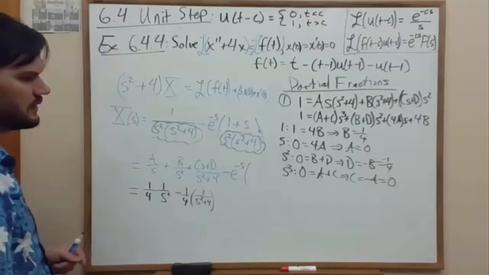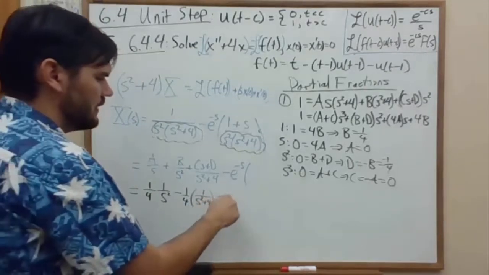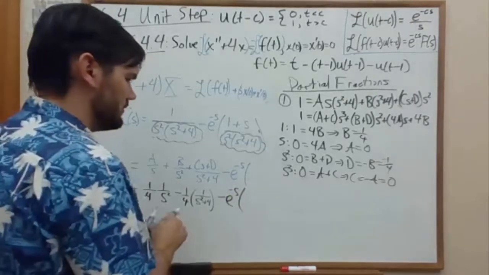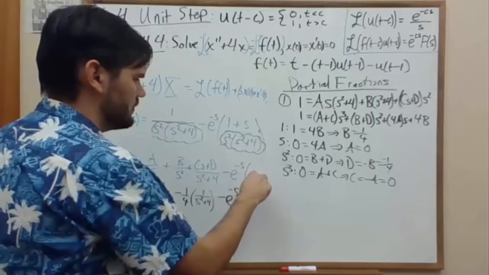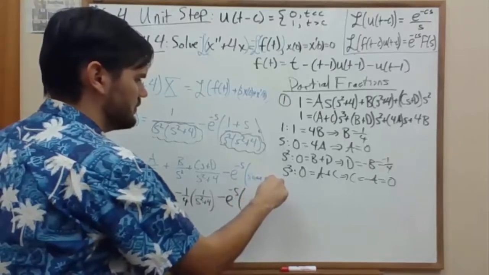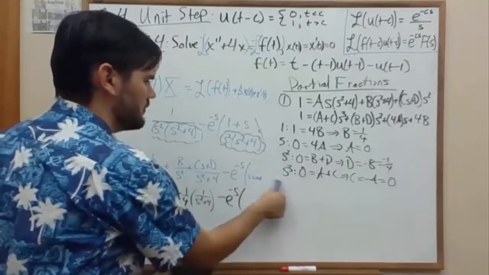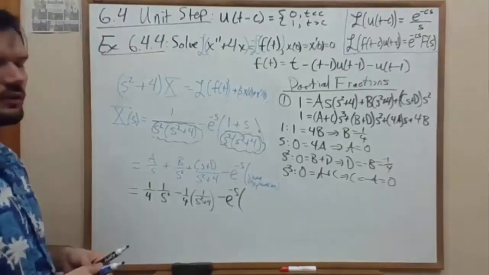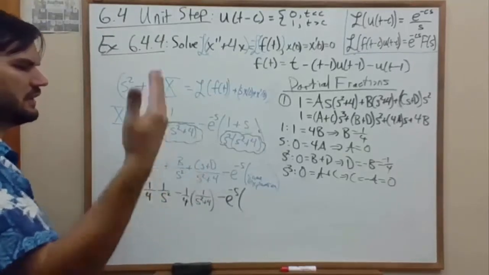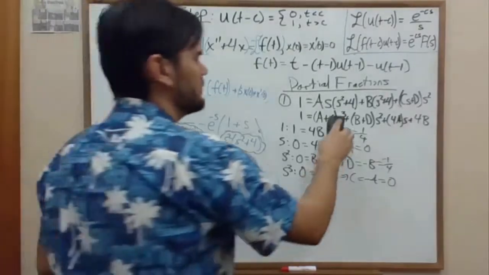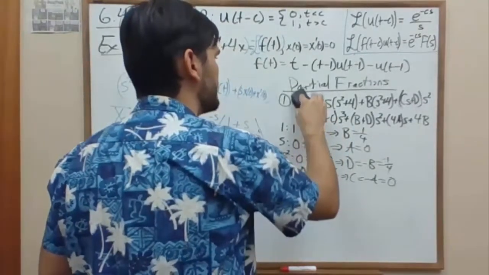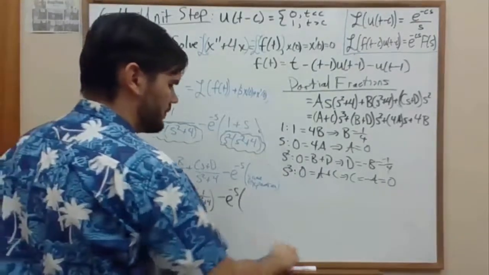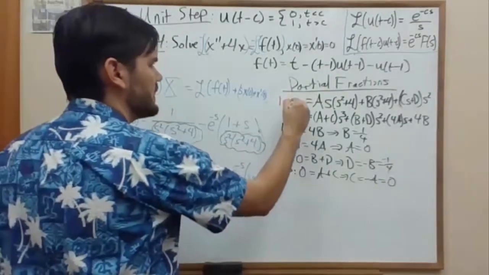And there is our first expansion down. Then we subtract e to the negative s times, and we do this expansion all over again. So we need to solve for an a, a b, a c, and a d. And the only difference is that it now equals 1 plus s.